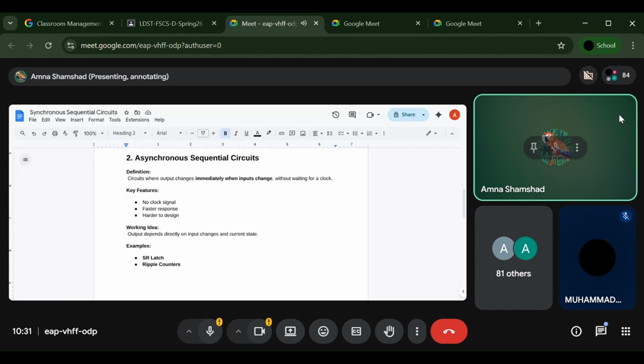So this is a detailed discussion of synchronous and asynchronous that was not done in the class. That's why I'm talking about synchronous and asynchronous. So after synchronous and asynchronous, again coming to the previous slide.